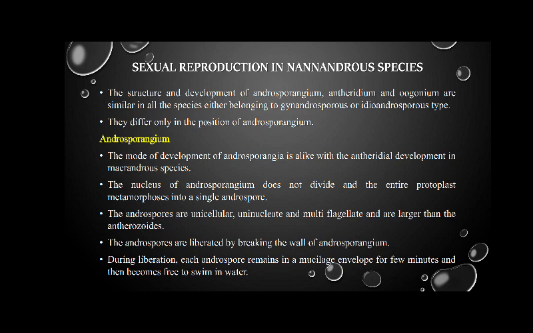Then in Nanandrous species, which is a little bit complicated, there are 3 different structures: Androsporangium, Oogonium and Androgonium. First one is Androsporangium. The development of Androsporangium is just like antheridia. The nucleus of the androsporangium does not divide; the only difference is that the entire protoplasm forms a single spore. The androsporangial mother cell divides transversely into upper and lower cells, the lower cell again divides transversely to form 2 to 40 androsporangia, and in each androsporangium, the entire protoplasm rounds off and forms a single androspore.